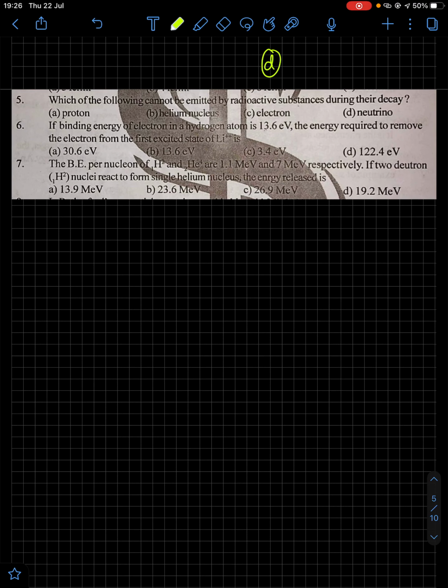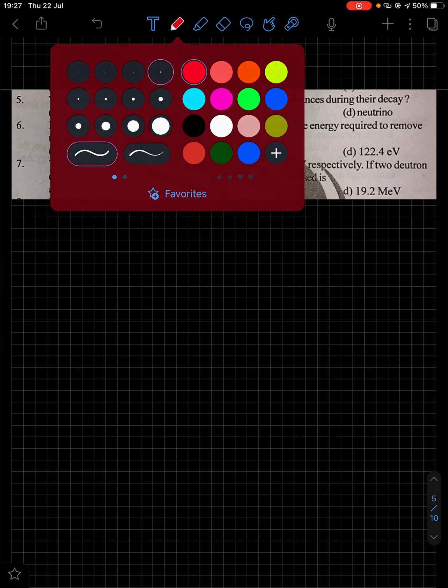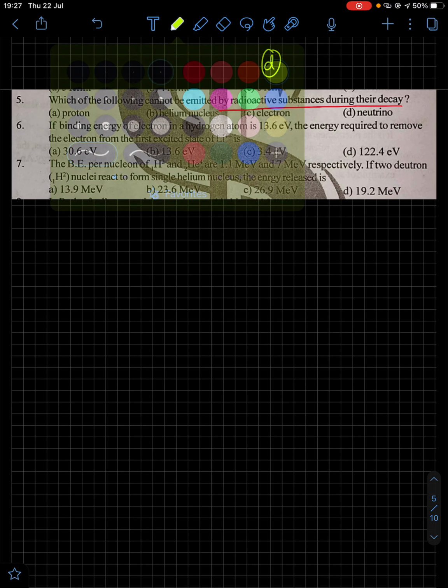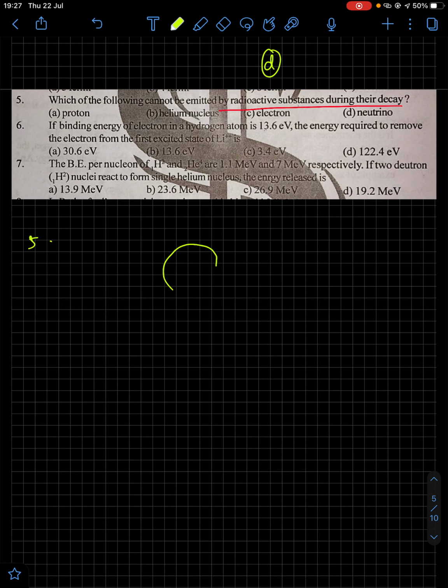Number 5, which of the following cannot be emitted by a radioactive substance during decay? You see, in a radioactive decay process, alpha comes out. Beta minus comes out, which means an electron comes out. Beta plus comes out, which means a positron comes out. Along with the electron, an antineutrino comes out. Along with the positron, a neutrino comes out. And gamma photons also are released.